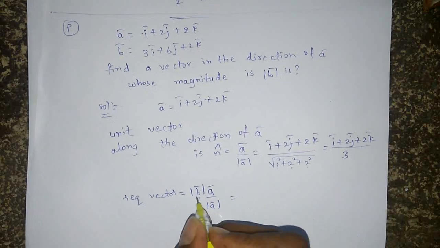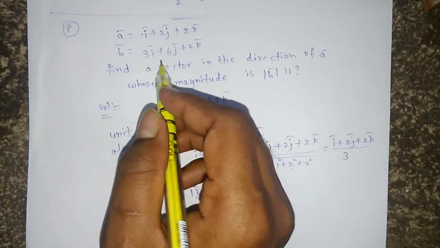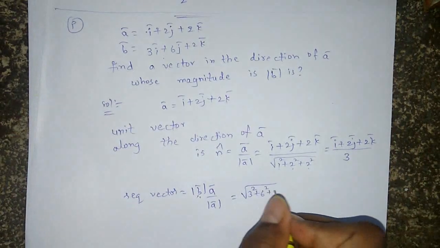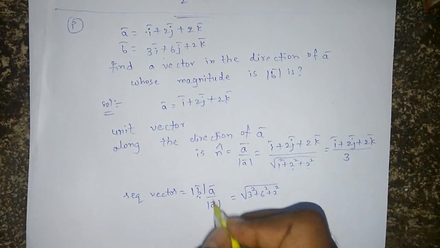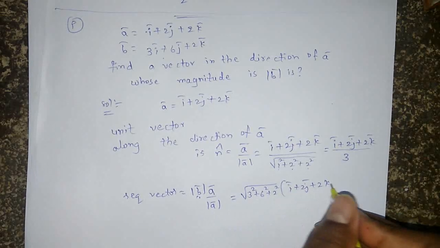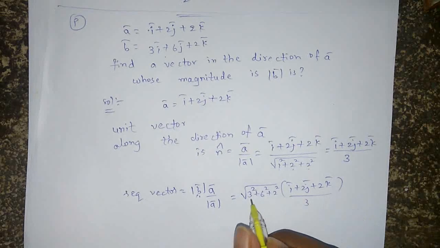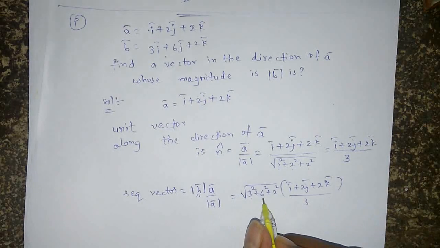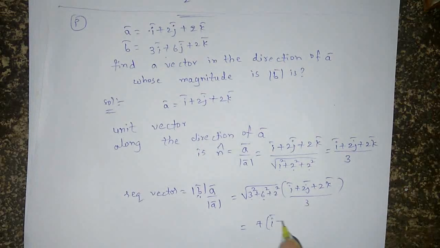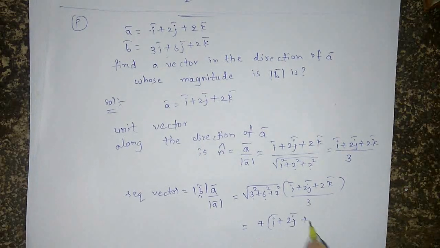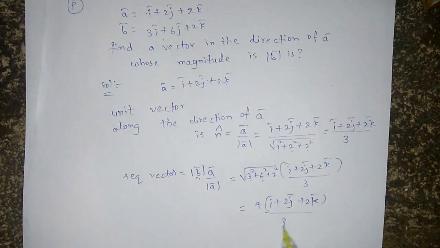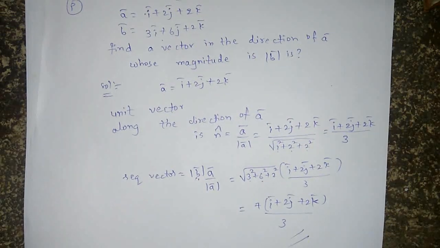So this is equal to, mod B means root of 3 square plus 6 square plus 2 square, into the unit vector I bar plus 2J bar plus 2K bar by 3. 3 square is 9, 9 plus 36 is 45, plus 4 is 49. Under root, 49 is 7. So 7 into I bar plus 2J bar plus 2K bar by 3. That is the required vector.